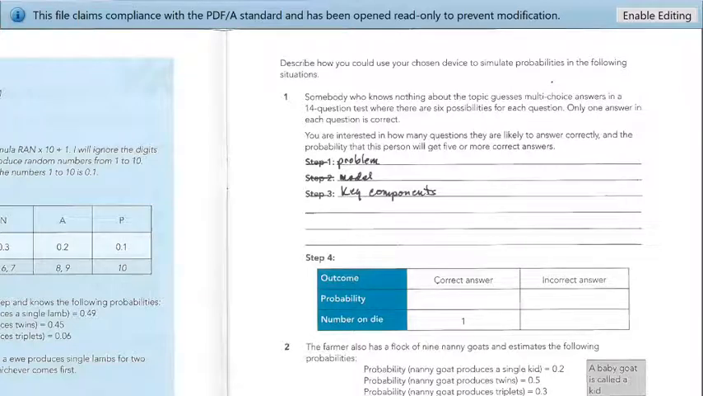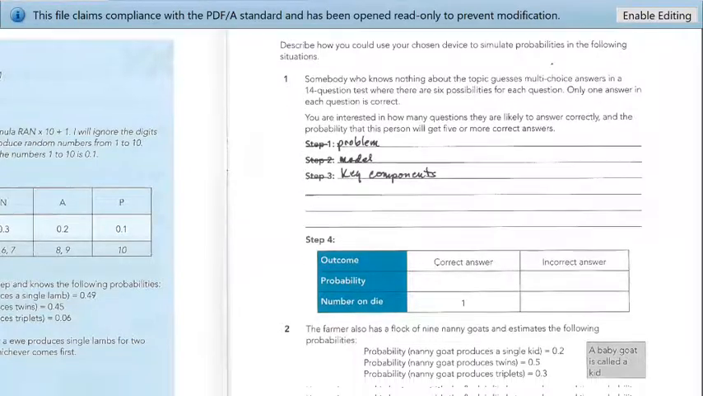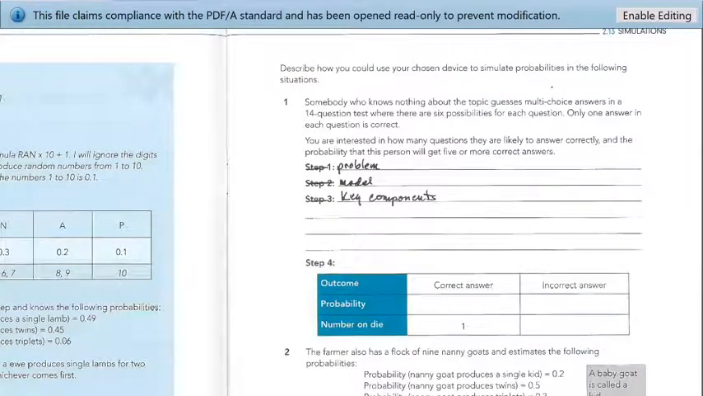Now notice I've written in problem, model and key components. That's some NCA language we'll deal with as we go. So somebody who knows nothing about the topic guesses multiple choice question answers in a 14 question test where there are 6 possibilities for each question. How many possibilities? 6, which indicates that I could use a die, right? Or I could use random numbers from my calculator, anything you want to. Only 1 answer to each question is correct. You're interested in finding out how many questions they're likely to answer correctly and the probability that this person will get 5 or more correct answers. Okay? So, go to our steps.